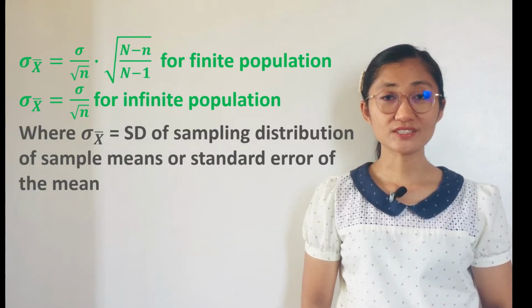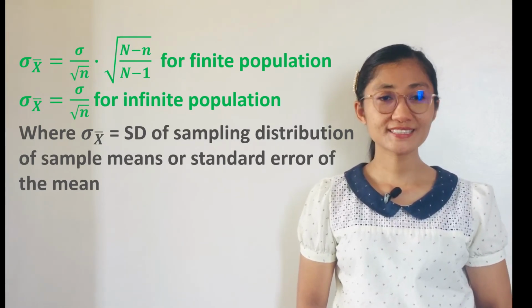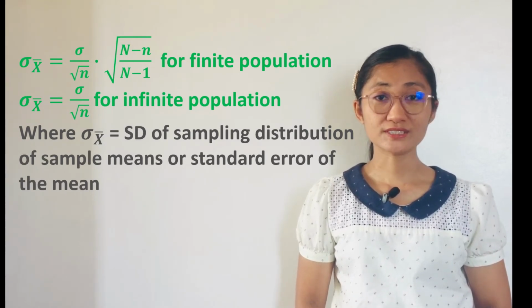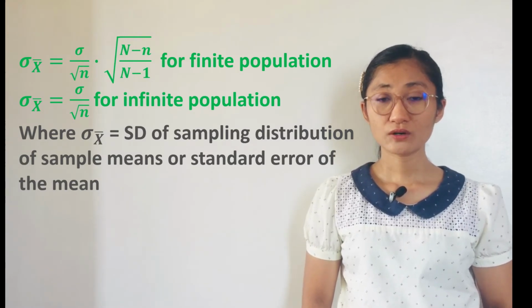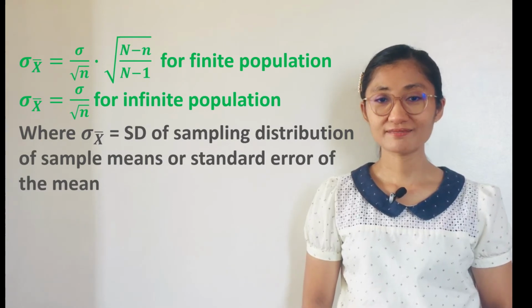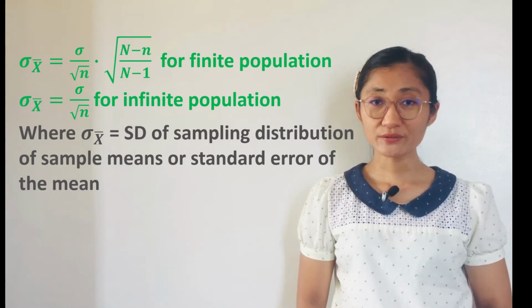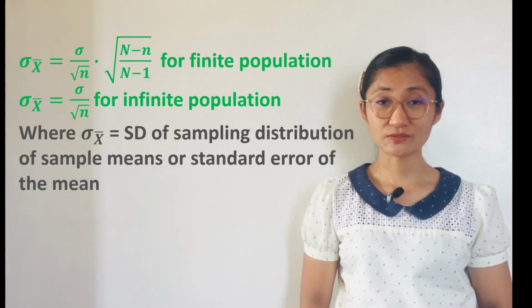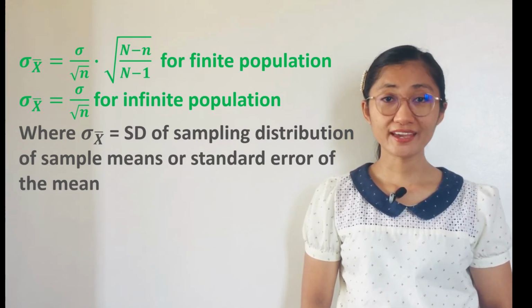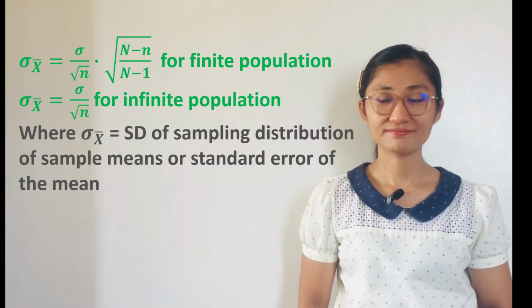Third, the standard deviation of the sampling distribution of the sample means, in symbols sigma sub x bar, is given by: standard deviation of the sampling distribution of sample means equals sigma over square root of small n times square root of the quotient of capital N minus small n over capital N minus 1, for finite population, where the square root of N minus n over N minus 1 is the finite population correction factor, which is not used when capital N is large and small n is small, as it will be very close to 1.